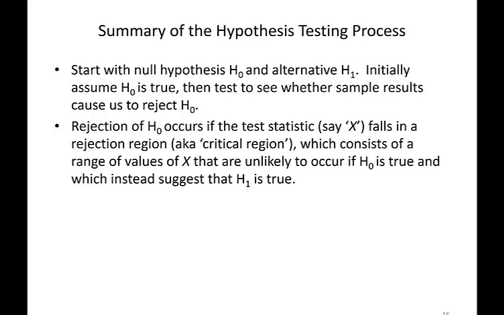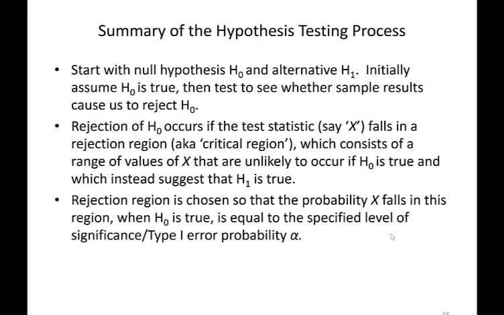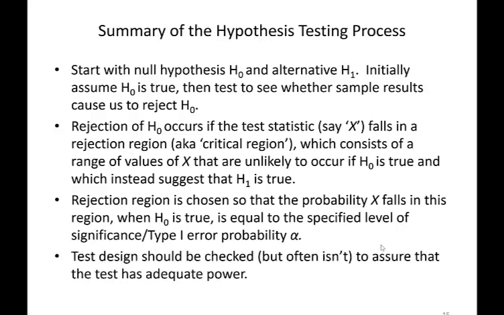The rejection region is chosen by picking an alpha level, and that tells us how comfortable we are with making a type 1 error. And finally, the test should be checked. Most of the time it's not, but it should be, in order to assure that the test has adequate power.